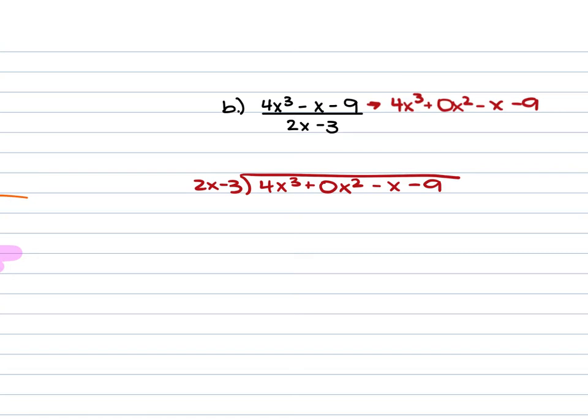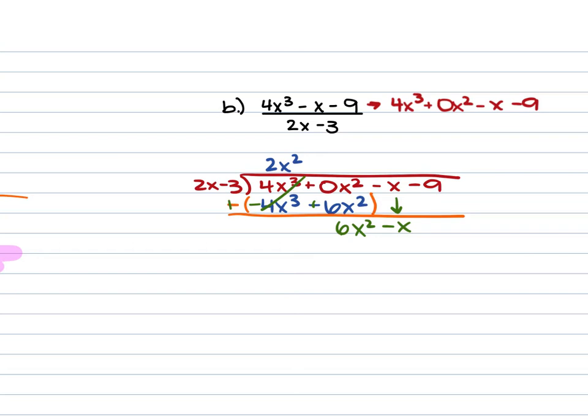Ask yourself, 2x times what is 4x cubed? If we multiply it by 2x squared, we get 4x cubed. And 2x squared times negative 3 is negative 6x squared. We are going to subtract these, or add the opposite. The 4x cubed cancels out. 0x squared plus 6x squared is 6x squared. And we bring down that negative x.